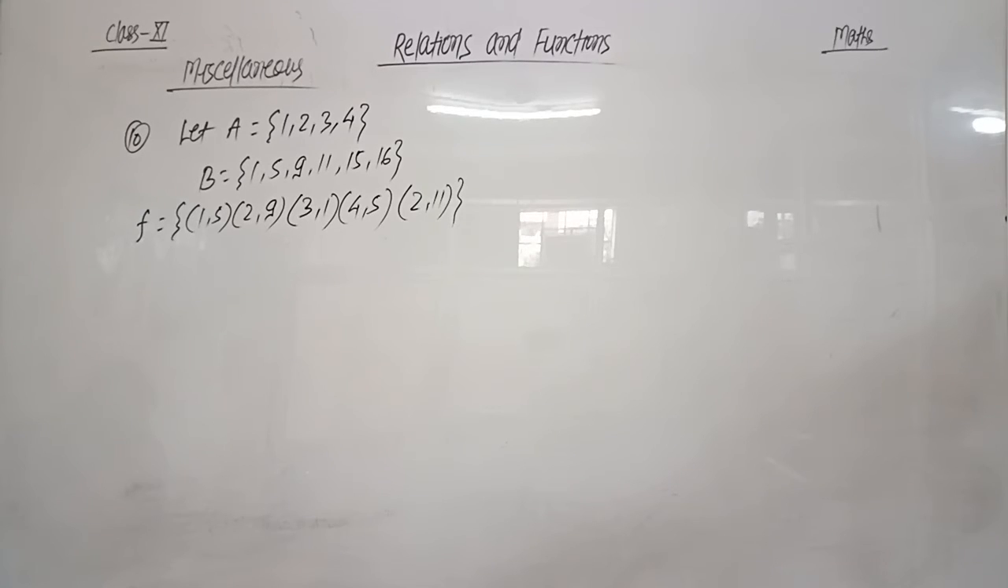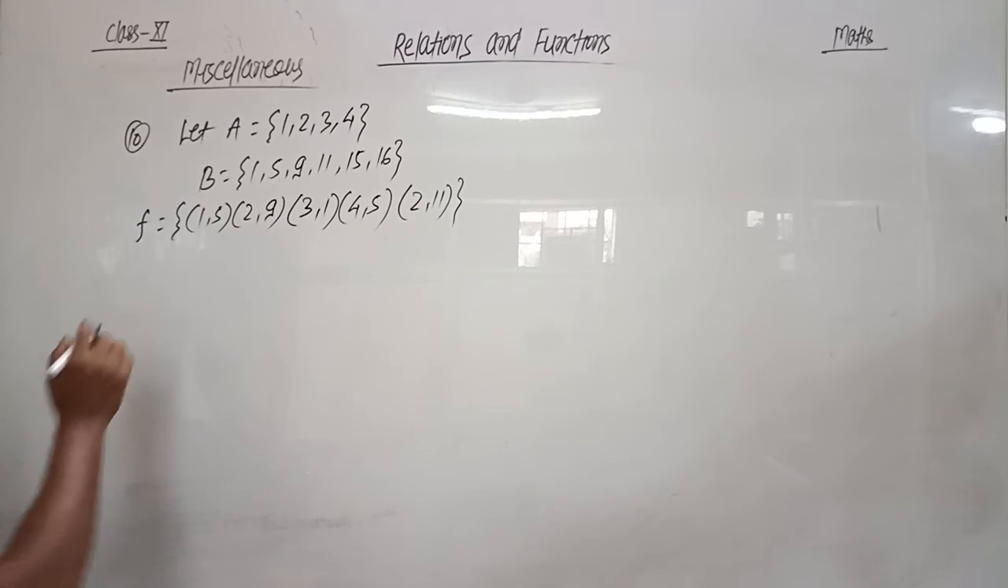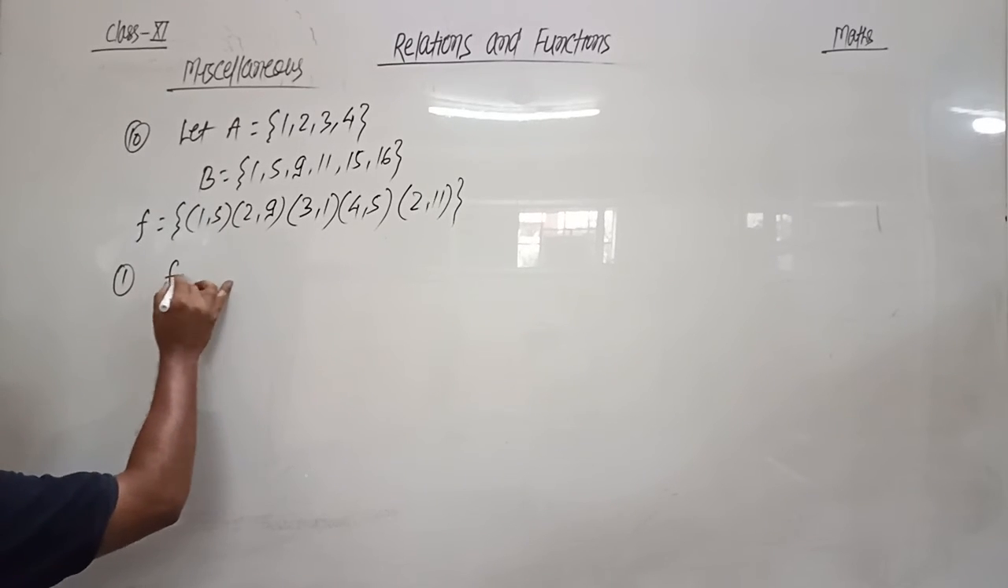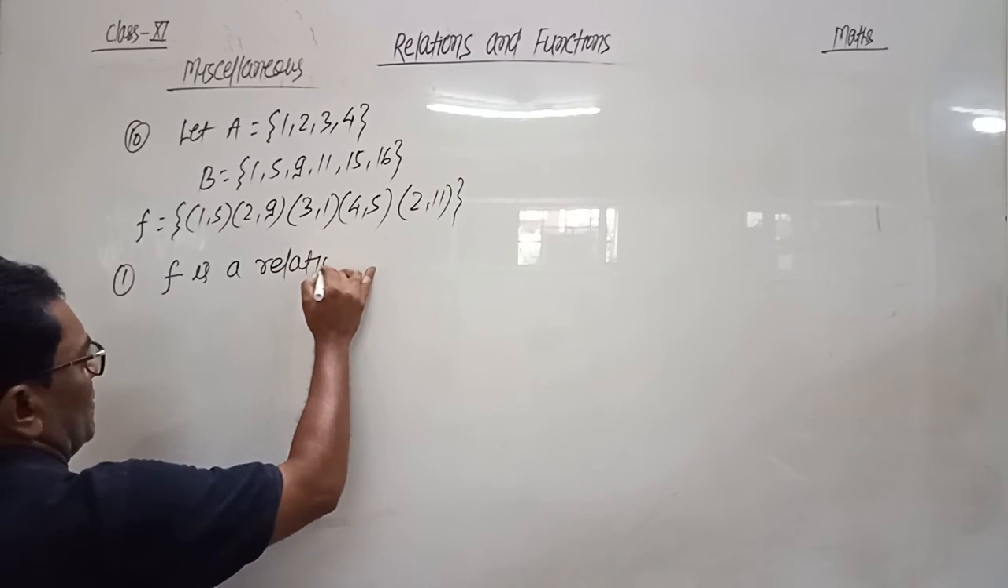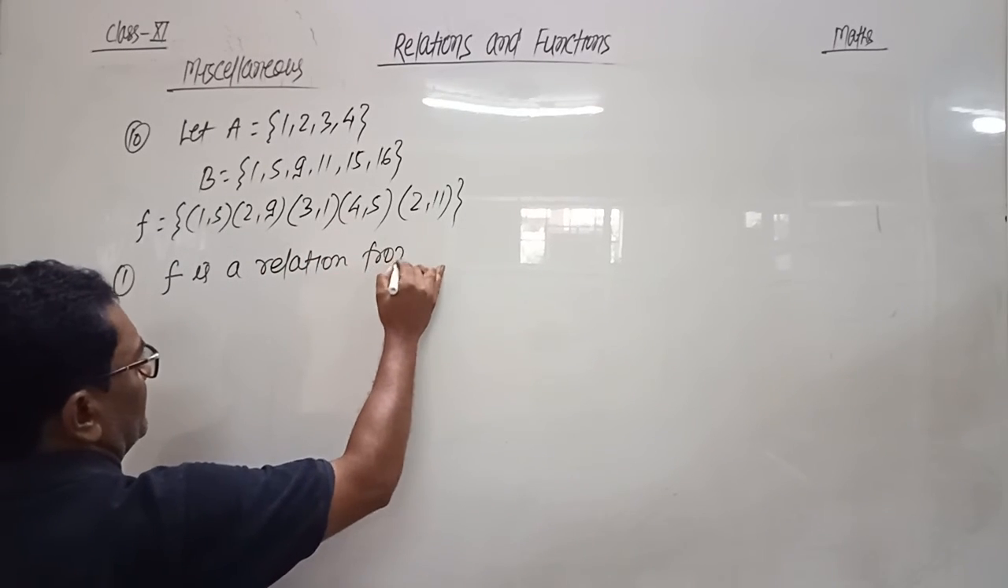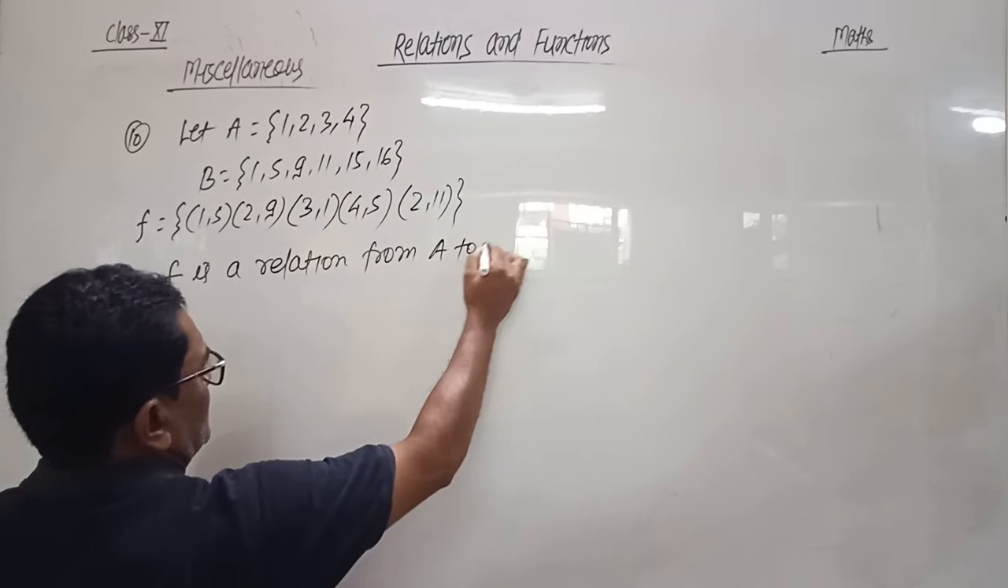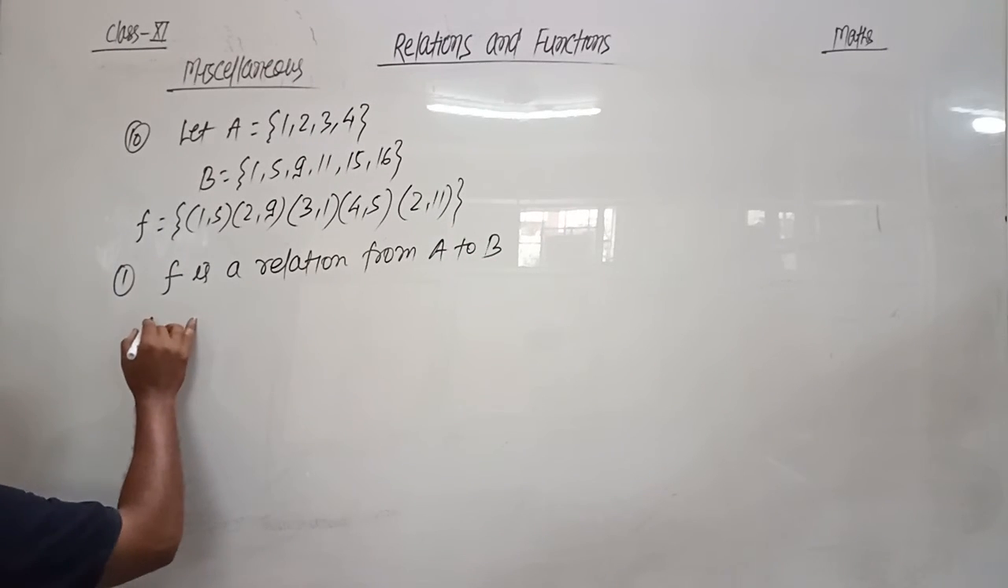Are the following true? First, F is a relation from A to B. First, we have to say whether it is true or not. F is a relation from A to B. So this is true.